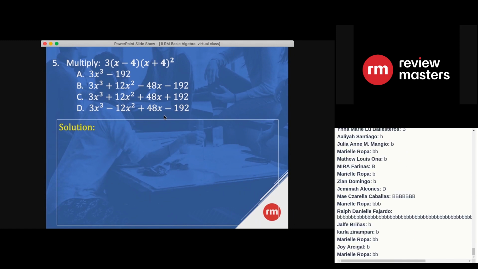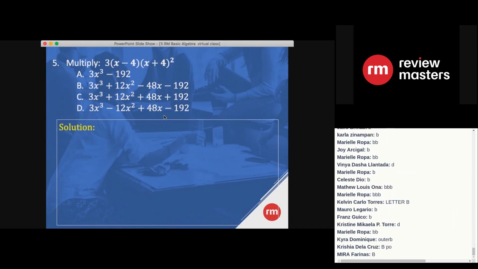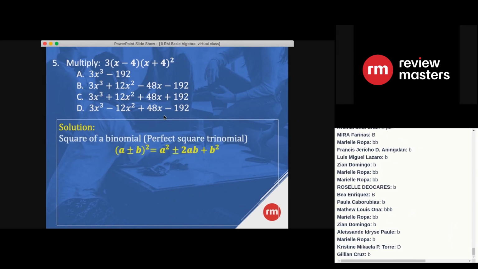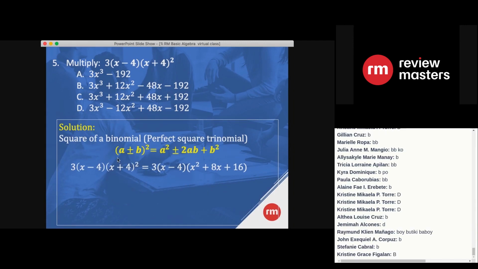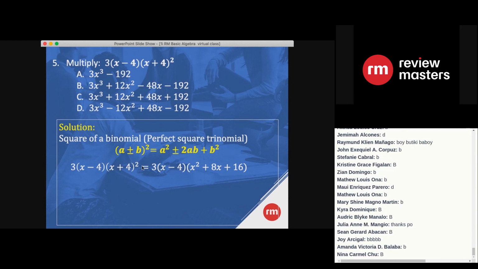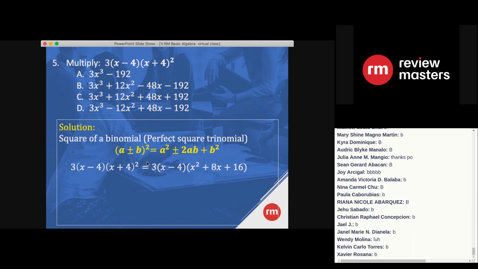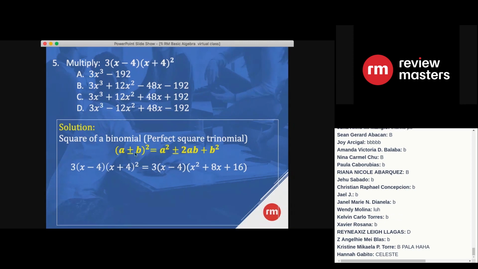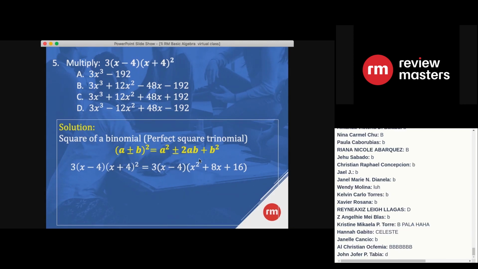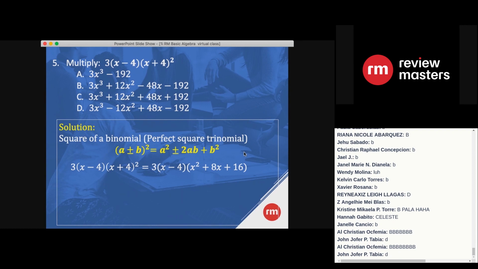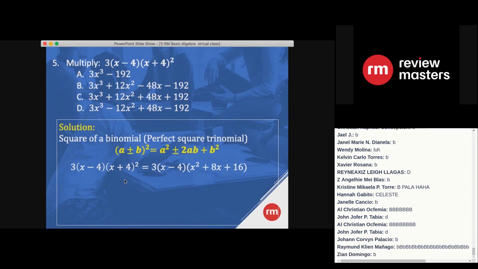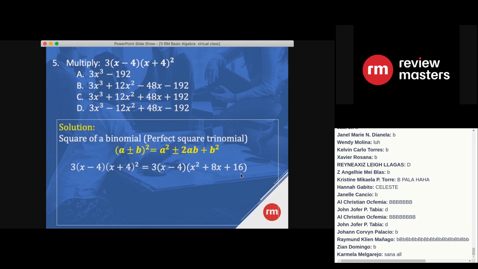Okay, so multiply 3 times the quantity x minus 4 times x plus 4 squared. So the first thing that you need to do is to apply this one. You have to apply our perfect square trinomial or square of a binomial. So 3 times the quantity x minus 4 times this one. This is a special product. So x plus 4 squared is equal to, using square of a binomial, that would be x squared plus twice the product, that is 2 times x times 4, would be plus 8x. 4 squared is 16. Okay?